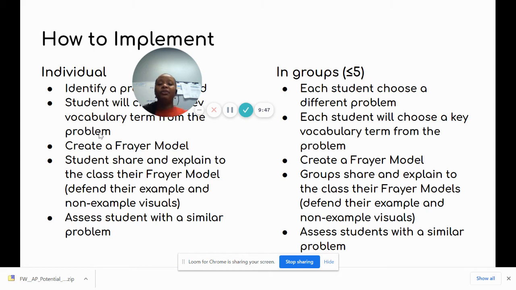And each student is going to choose a question. They're going to choose a vocabulary word from that question. They're going to create a Frayer model. They will explain and defend their Frayer model to each other in their group first. And remember, embed time for them to talk and discuss. So they'll explain it to their groups first, and then they'll share it out with the class, and they have to explain their stuff. They have to defend. And at the end, once again, assess the students with a similar problem. That's it in a nutshell.